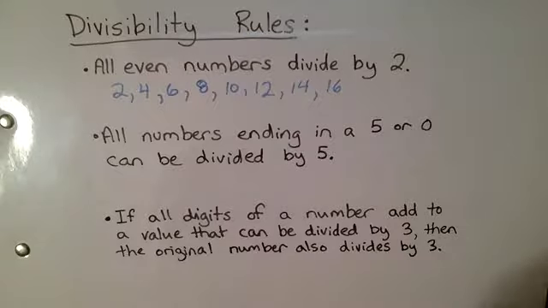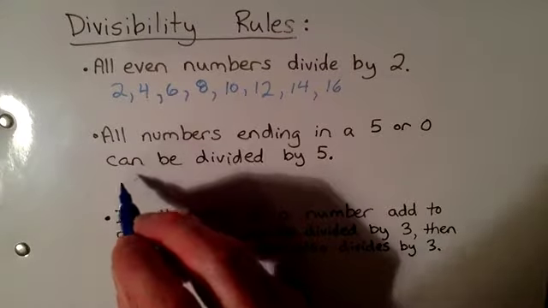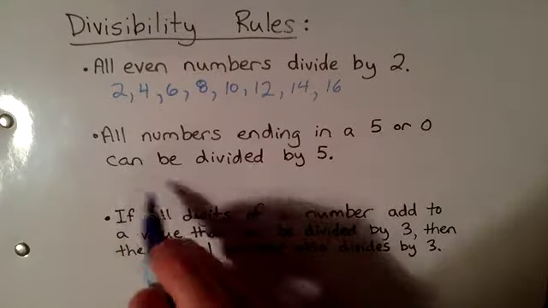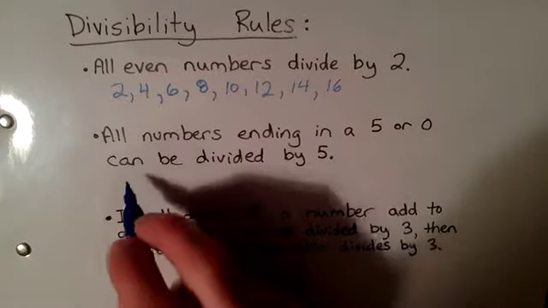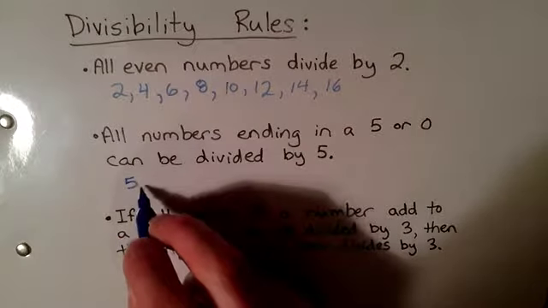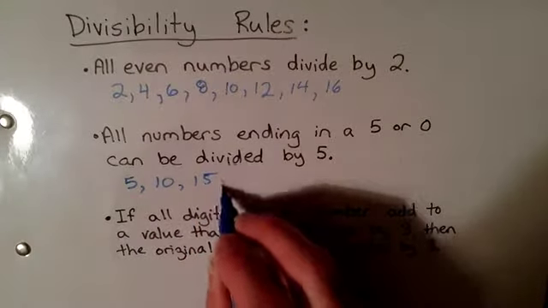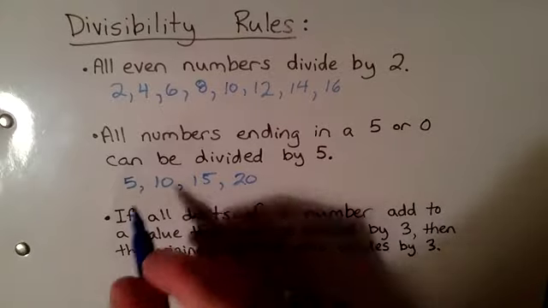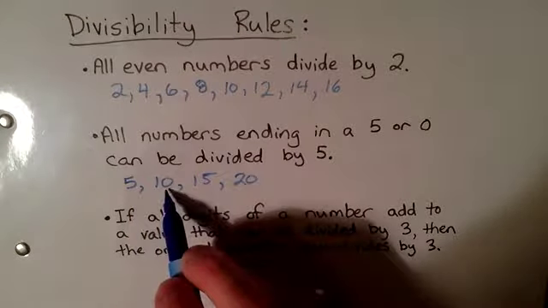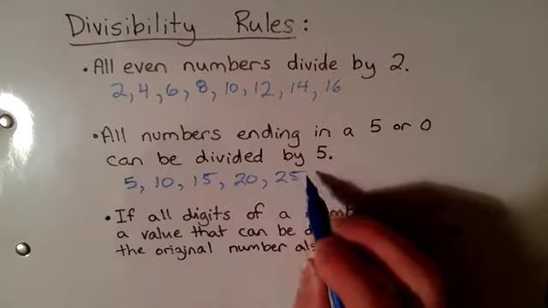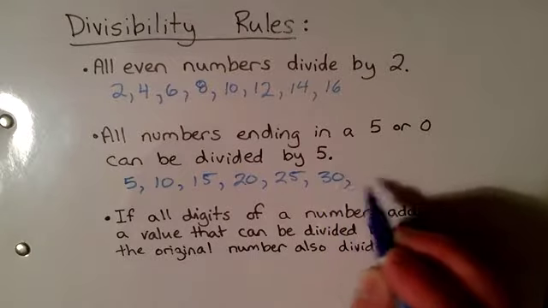The next one is also fairly obvious when you start looking at the multiples. So let's look at the multiples of 5. This says all numbers ending in 5 or 0 can be divided by 5. If we make our multiples of 5, we start with 5, then 10, then 15, then 20. So 5 times 1 is 5, 5 times 2 is 10, 5 times 3 is 15, 5 times 4 is 20, 5 times 5 is 25, and so forth.